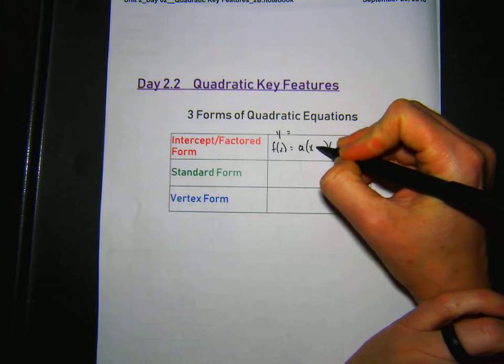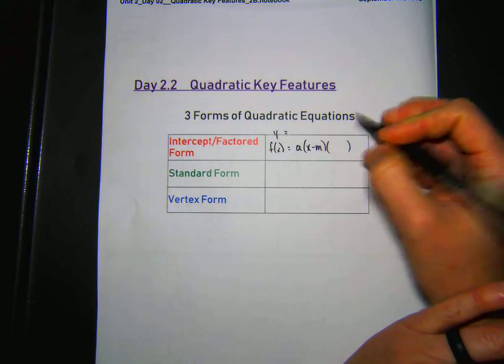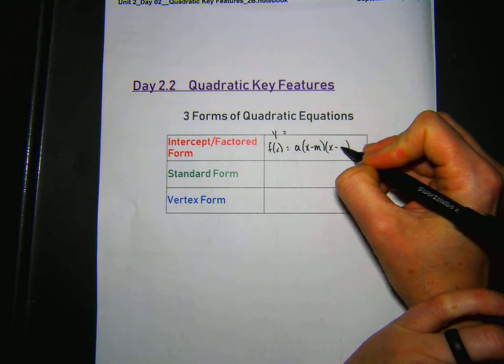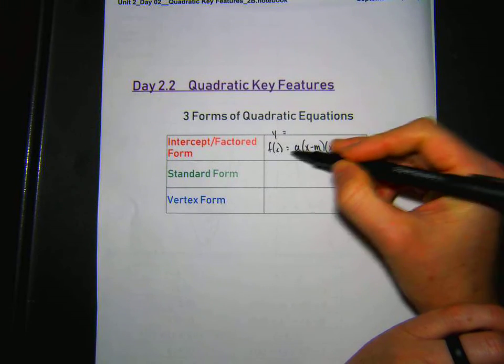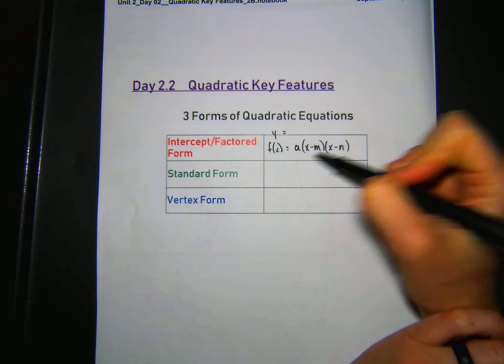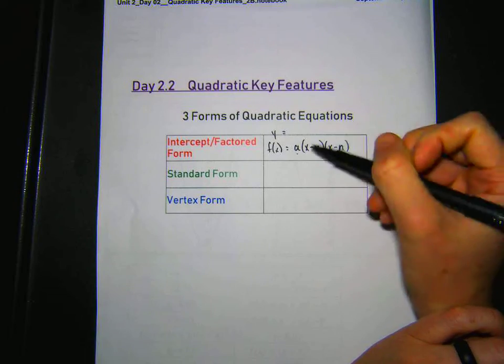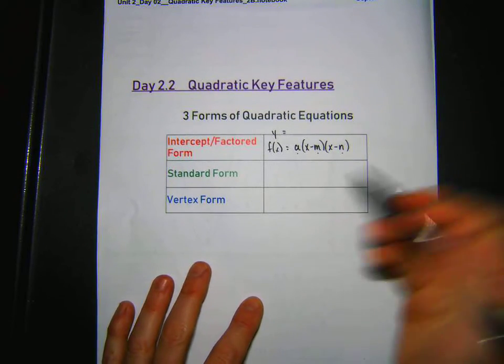And you'll have x plus or minus some number, so we'll call it m for this general form, and then x plus or minus another number, and we'll call it n for this form. So this is just the general form for intercept or factored form. So this letter a and m and n will be replaced by numbers in an actual equation.